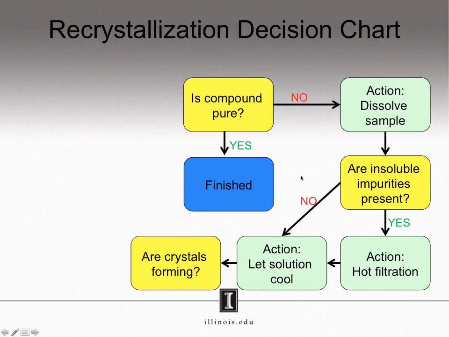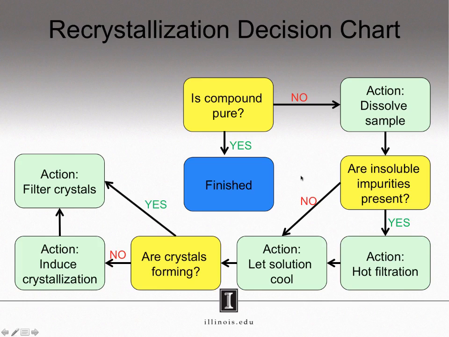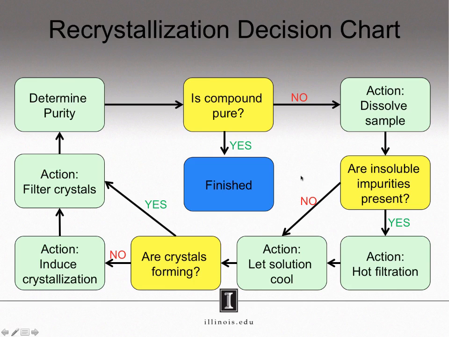Then you look at your solution and ask yourself, okay, are crystals being formed? If not, then you have to induce crystallization, either by cooling the solution, being patient, or scratching the inside of the flask. If you used too much solvent, you may have to concentrate your solution by boiling off some solvent. Once crystals begin to form, you then collect your crystals via filtration. In this case, you will be using vacuum filtration. If crystals formed without any induction, then you simply filter them to collect them, and then you will determine their purity. If your compound is pure, then you are done. If your compound is still impure, then you go through this process again and repeat until your compound is pure.